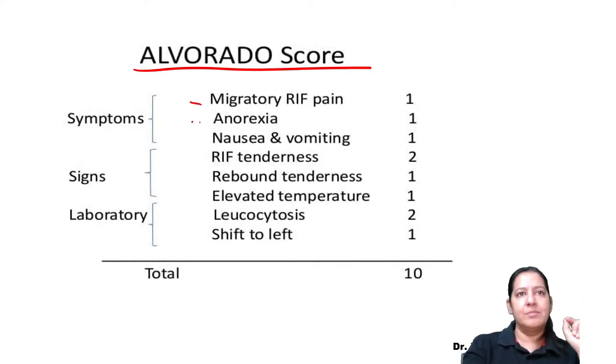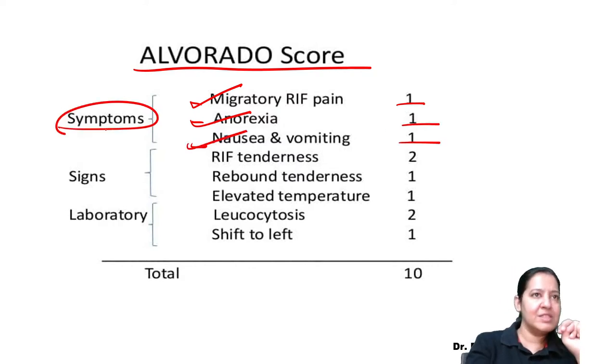You see the three symptoms. Whether RIF pain is present, yes or no. If it is present, give one score. Whether anorexia is present, yes or no. If present, give one score. Nausea, vomiting, one score. Based on the symptoms, you give the score.